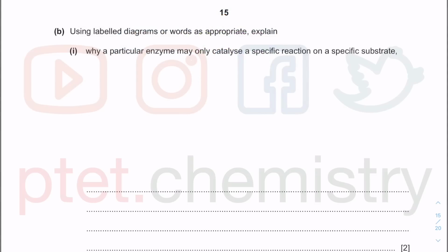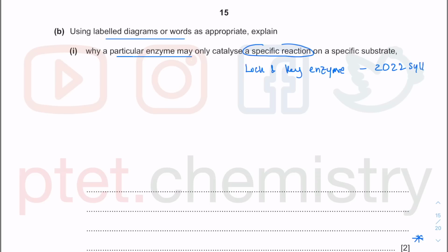This next part of the question asks, using labeled diagrams or words, why a particular enzyme may only catalyze a specific reaction or a specific substrate, for 2 marks. This is the lock and key mechanism. This remained in the 2022 syllabus. You will find it under rate of reactions, where you will learn this as biological catalysis. So enzymes are biological catalysts, and their catalysis is known as biological catalysis or enzyme catalysis.